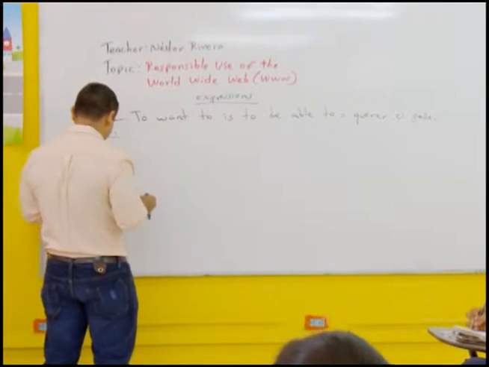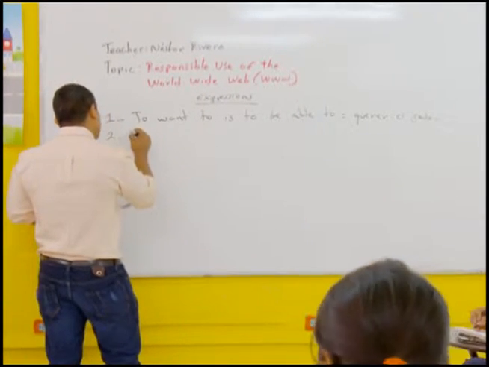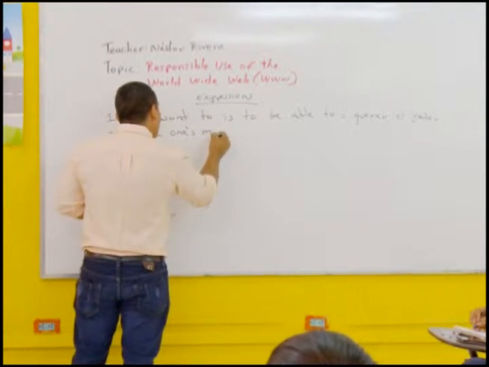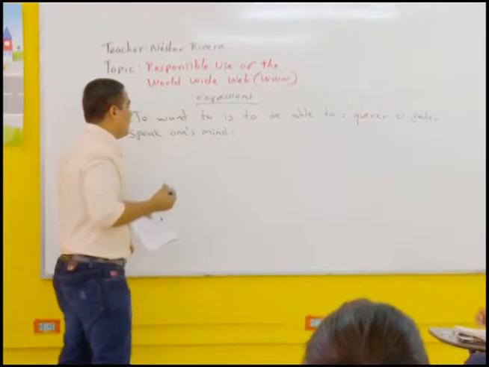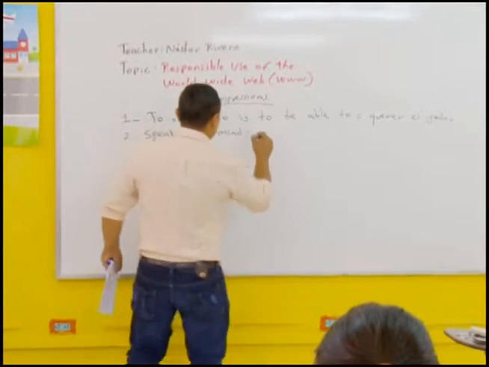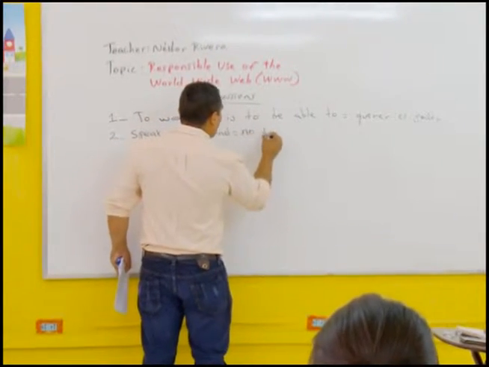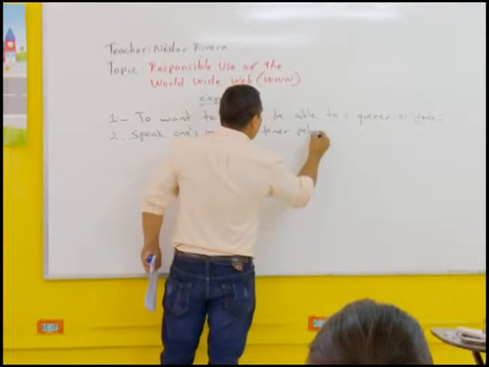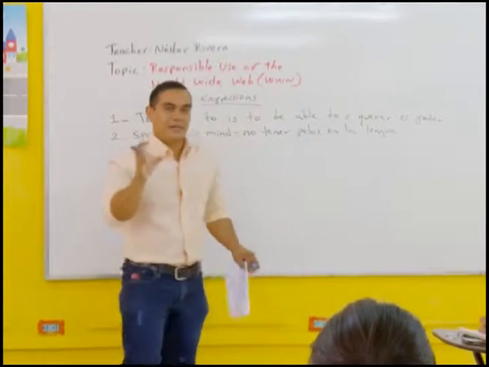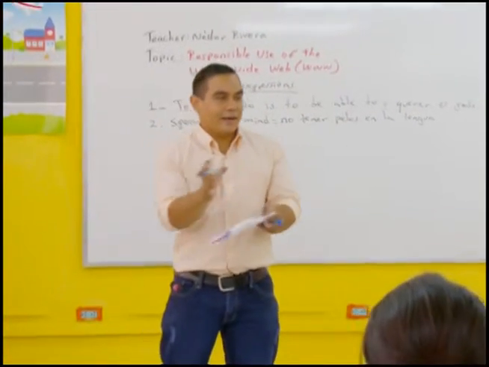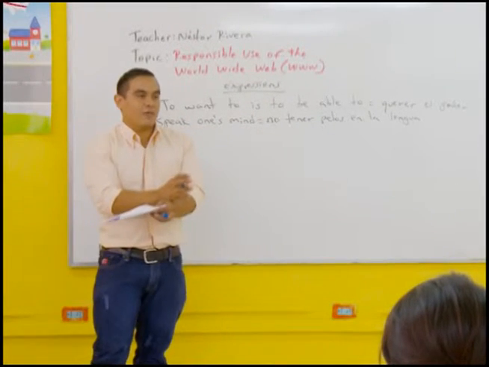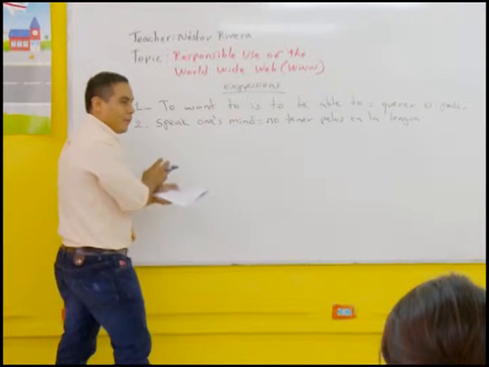Number two. Speak one's mind. No tener pelos en la lengua. To speak one's mind. No tener pelos en la lengua. Estas son expresiones que nosotros a veces las traducimos literalmente, pero en inglés son diferentes. ¿Qué debemos de hacer? Memorizarlas y aprender cómo se usan. Les voy a poner un ejemplo con algunas de ellas.